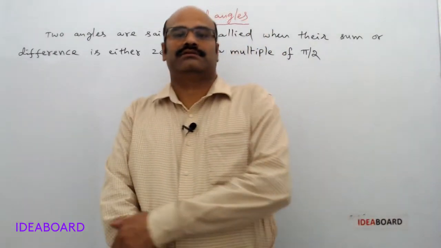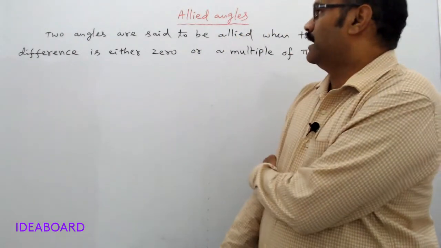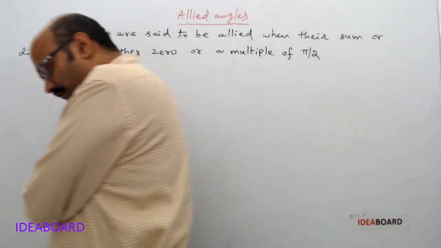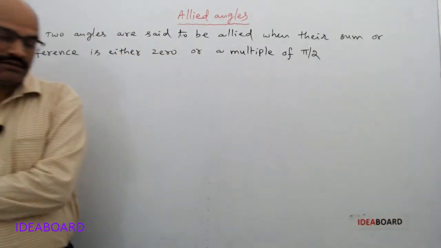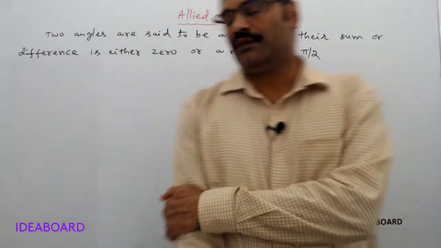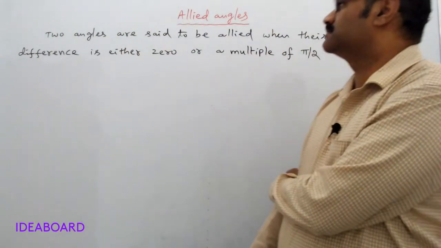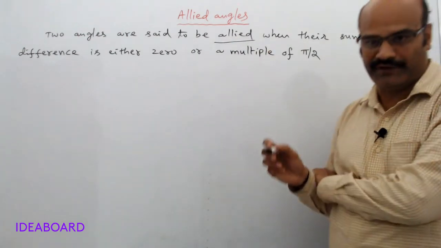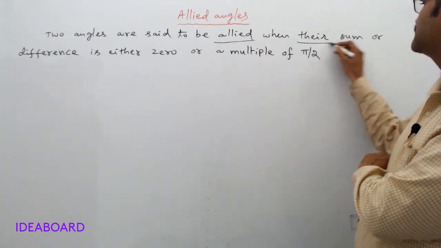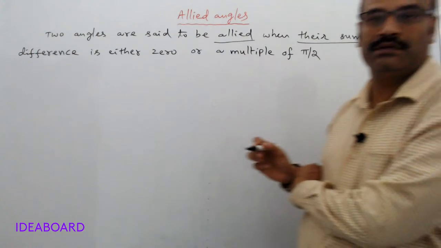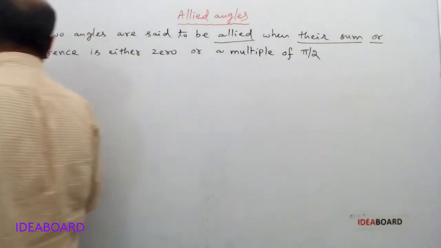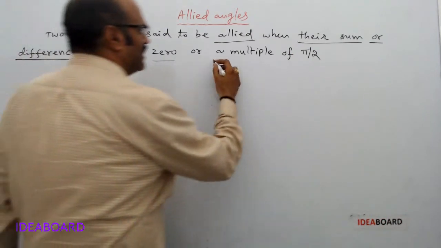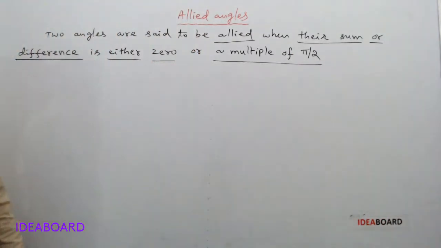Hi students, I am doing the topic allied angles. What is the definition of allied angle? The definition of allied angle is: two angles are said to be allied when their sum or difference is either 0 or a multiple of pi by 2.